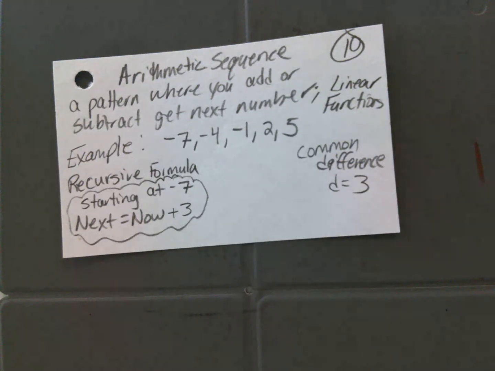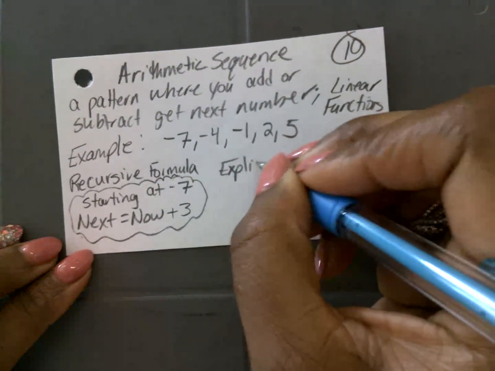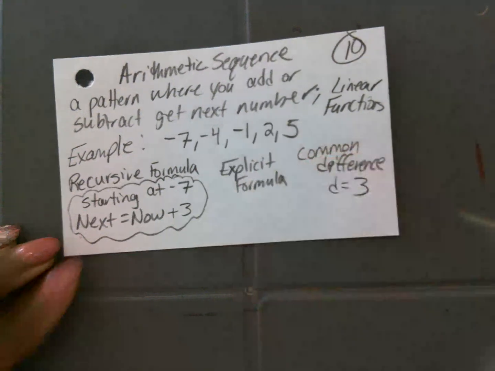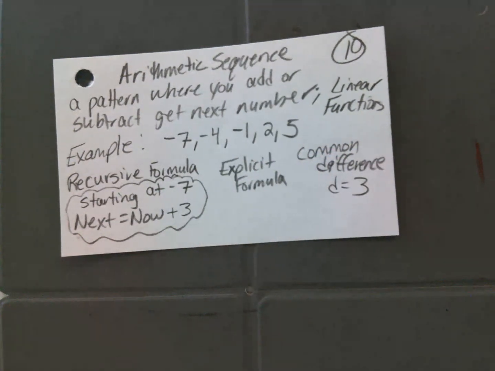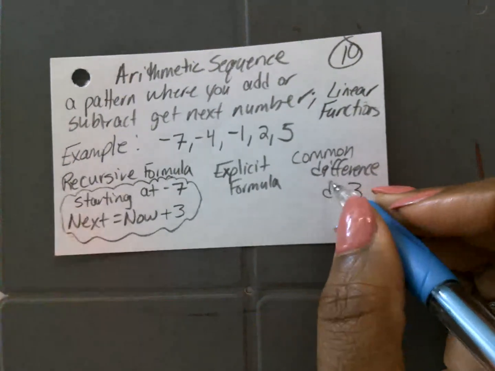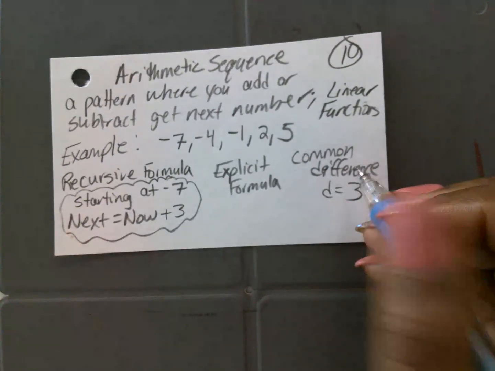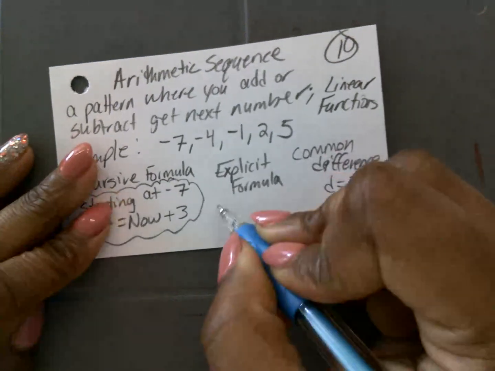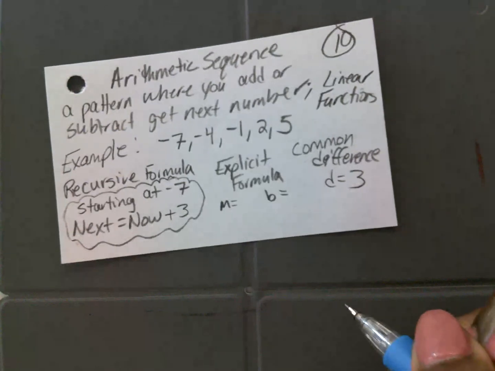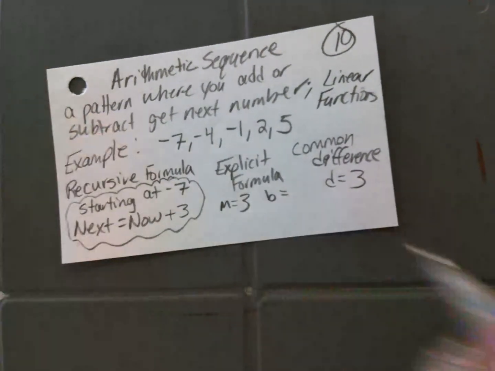Okay, let's do explicit. Okay, so explicit. This is a linear function. So one of your explicit formulas could be to write it in slope-intercept form. That means you need to identify the slope and the starting amount. What would be the slope in this arithmetic sequence? 3. It would be 3 because you're going up 3.